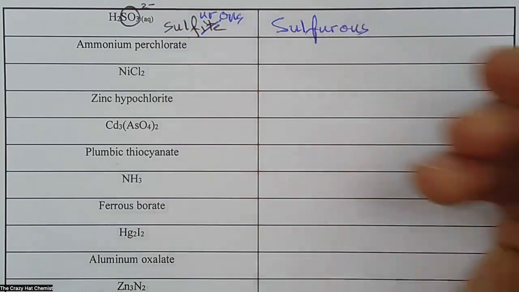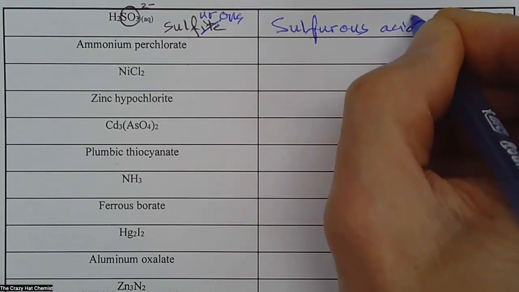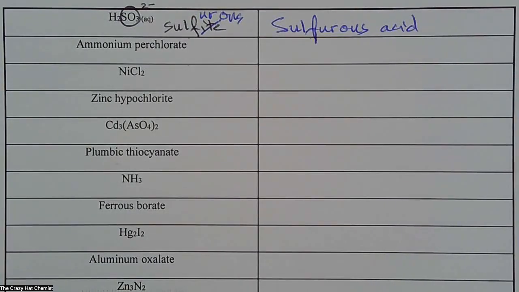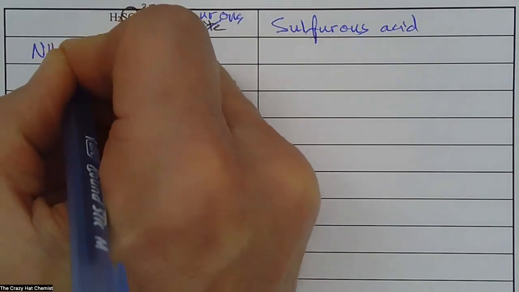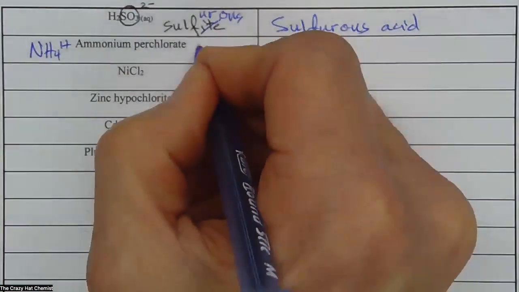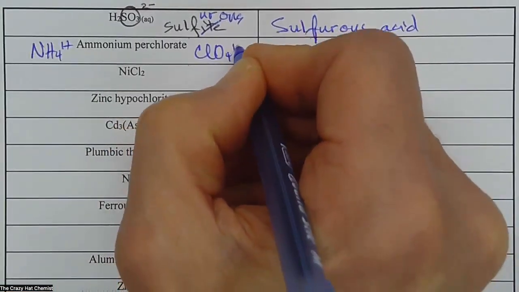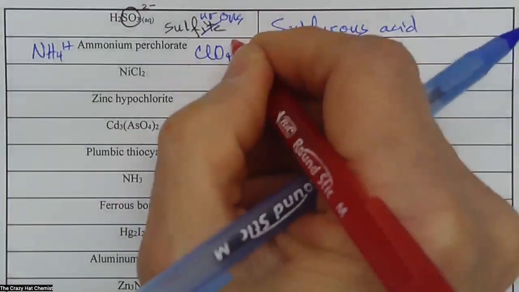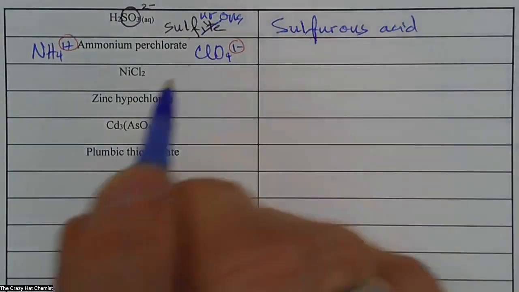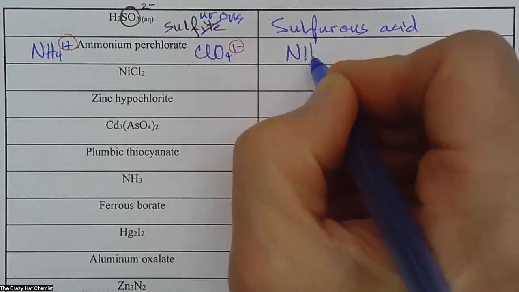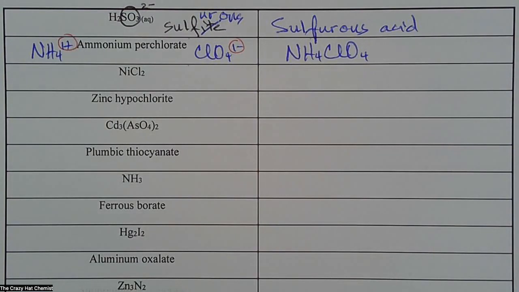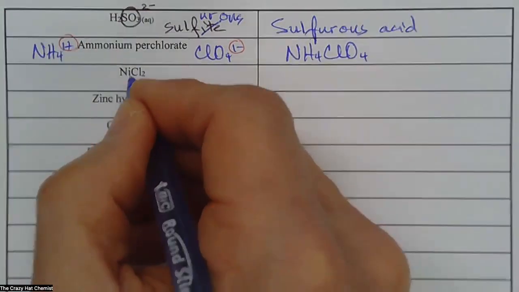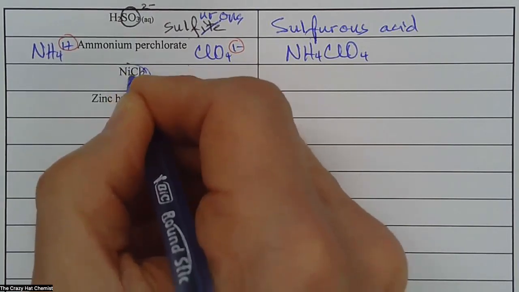So this is sulfurous acid. Okay, the next one is ammonium perchlorate. That is NH4 1 plus, and perchlorate is ClO4 1 minus. Absolute value of the charges, and then flip them, bring them down, NH4ClO4, ammonium perchlorate.